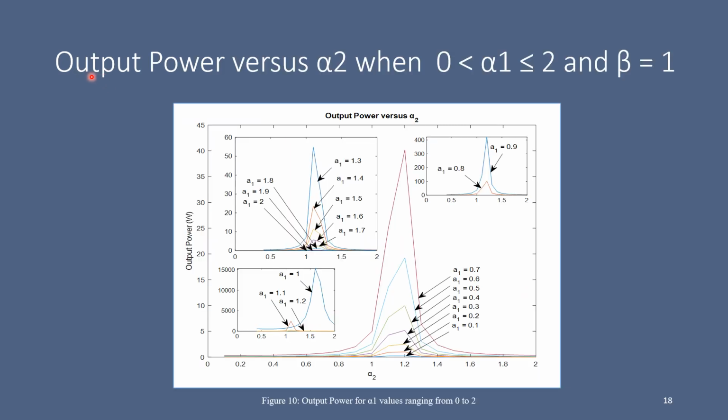This figure shows the output power versus alpha 2 when changing alpha 1 from 0 to 2 with beta of 1. Here you can see the output power increases from 0.1 till 1 and it continues to decrease from 1.1 to 2.